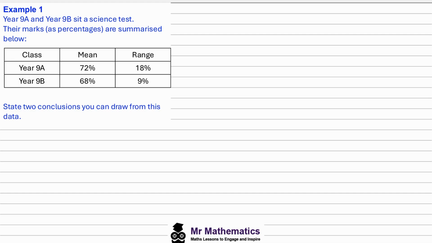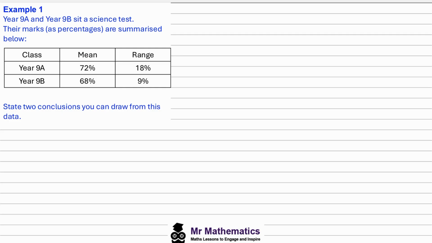So for our first example, we're told that year 9A and 9B sit a science test, and their marks are given as percentages in this table. So 9A had a mean of 72 and a range of 18. And 9B had a mean of 68 and a range of 9. We need to state two conclusions we can draw from this data.